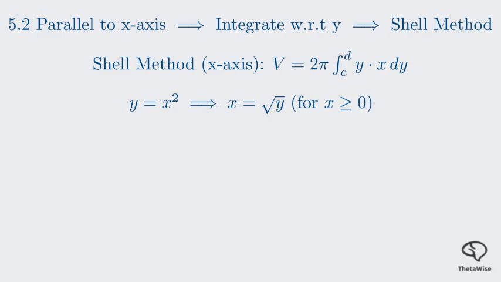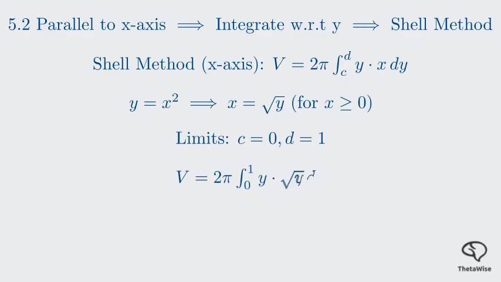Next, we need the limits of integration for y. The area is bounded by y equals x squared and the line x equals 1. When x equals 1, y equals 1, so y ranges from 0 to 1. Our limits are c equals 0 and d equals 1. We have everything needed to set up the shell integral.